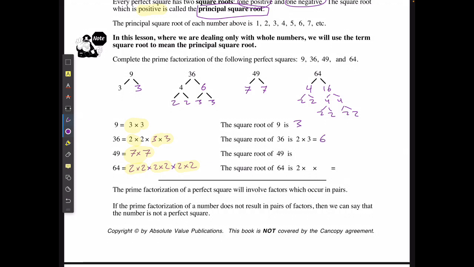There's only one set for 7, or for 49, so it's just going to be 7. And there's 3 sets of 2's for 64, so I take 1 from each of the 3 sets of 2's, and 2 times 2 times 2 gives me 8. If any prime factorization gives us a perfect square, it means that every single prime number exists in sets of 2 with no prime numbers left over.